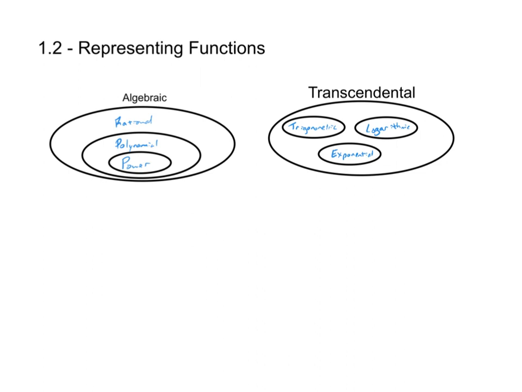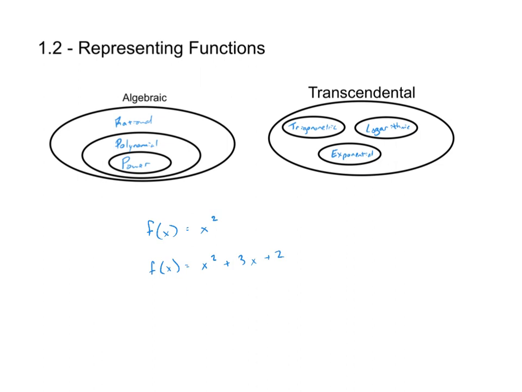So like when I say a power function, that innermost circle, something like f of x equals x squared. That's a power function. That's the first one. Polynomial, so we'll just string those powers together with plus or minus signs. So f of x equals x squared plus 3x plus 2 is an example of a polynomial function. That is a polynomial. Its degree is 2.